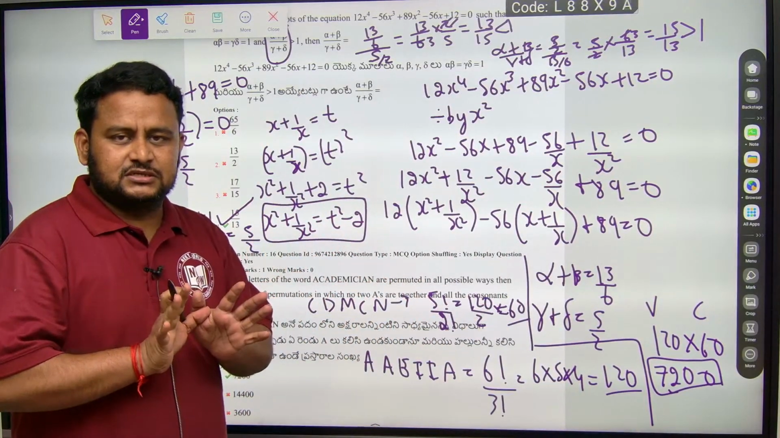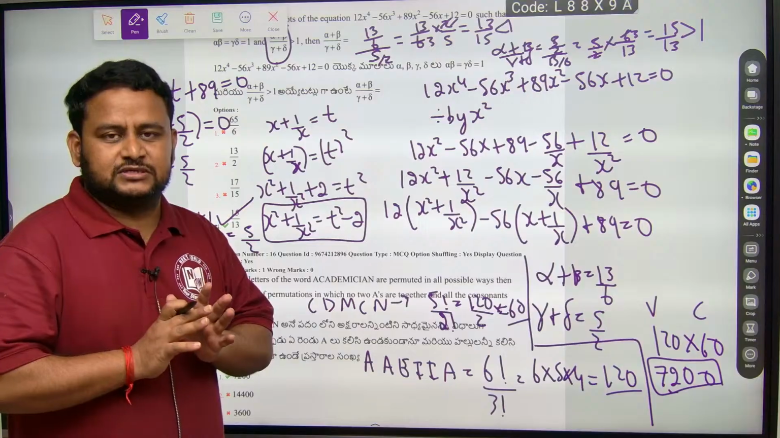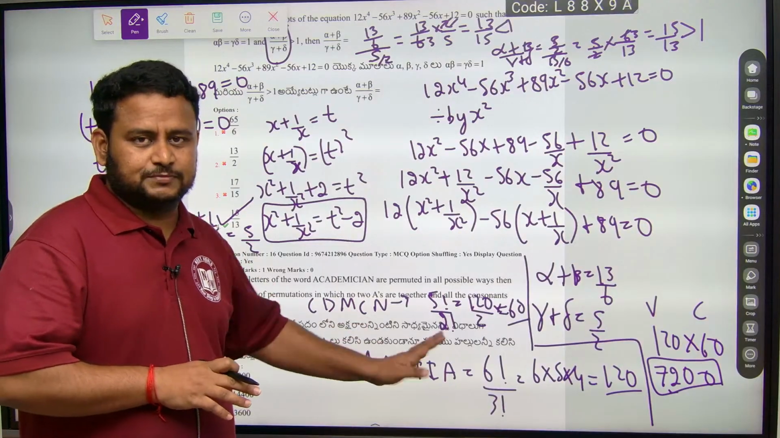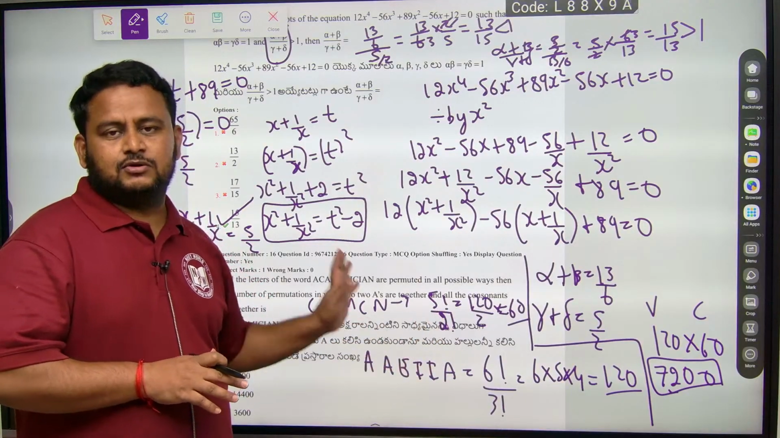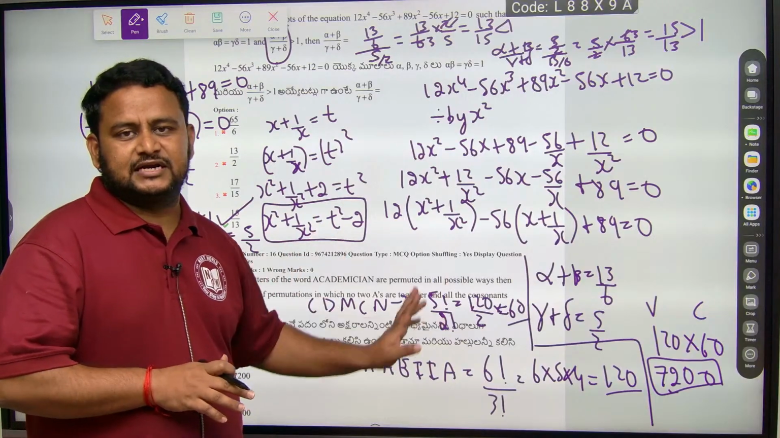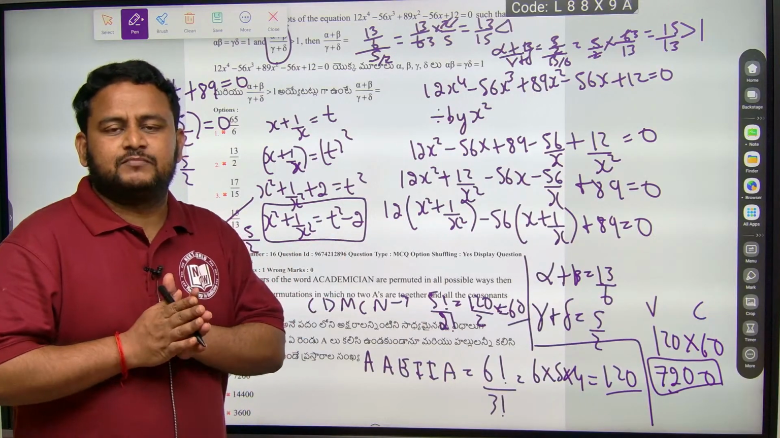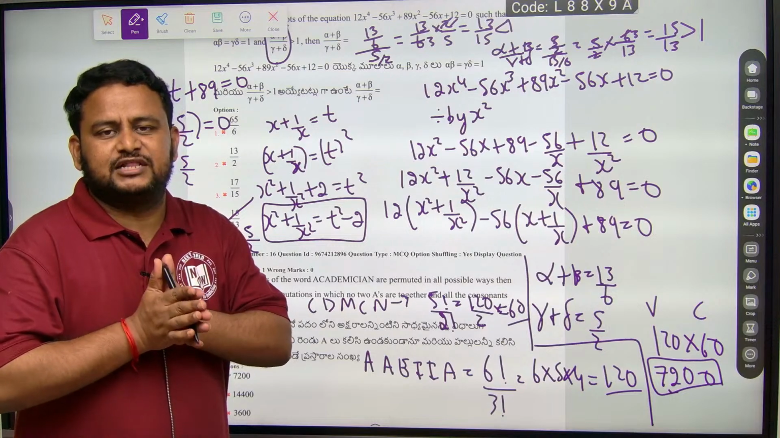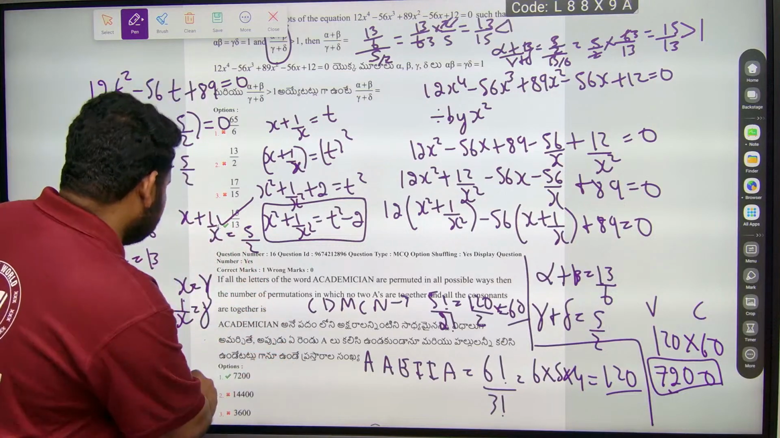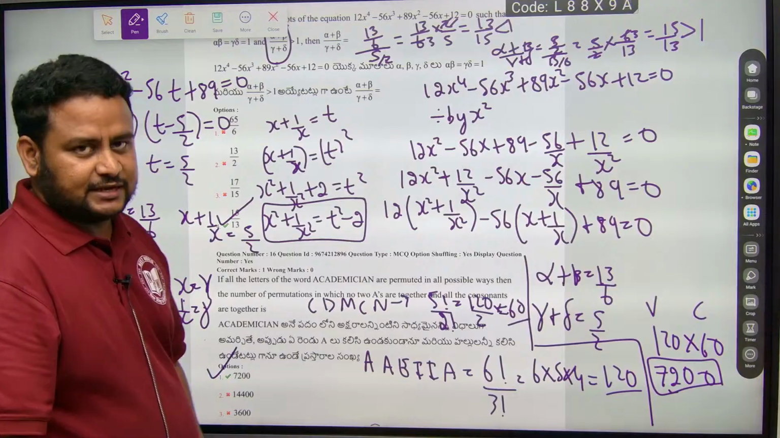First arrange the consonants, then arrange the vowels. Look at the repetitions, and no two A should be together. Please keep that in mind. That means remove the repetitions of A. Then no two A's will be together. Then this becomes option A, that is 7200. I hope it is clear.